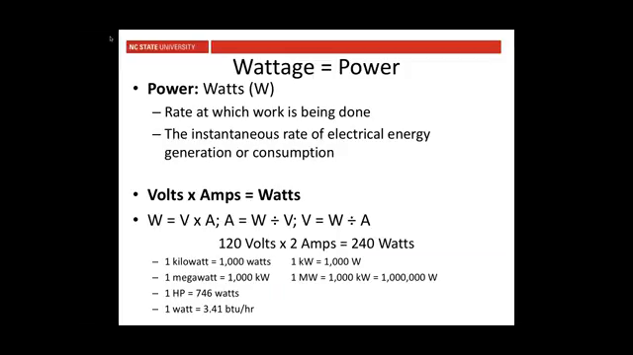0 volts times 100 amps is 0 watts. So we have to have pressure to make our current flow so we can get power out of the system. Power is the rate at which work is being done, and it's an instantaneous rate of generation or consumption. And I've got a graphic I'll show you in just a minute to talk about that.